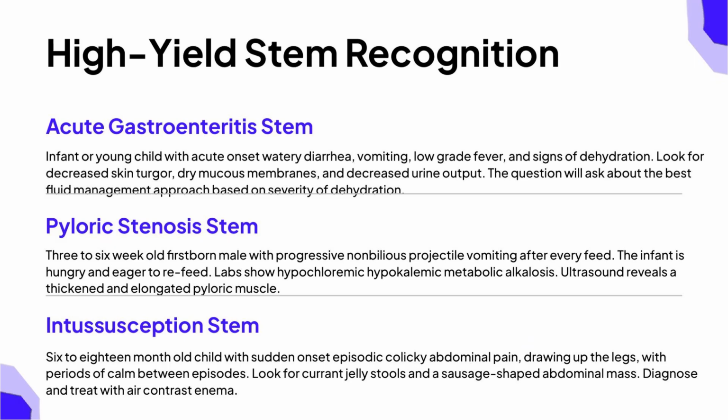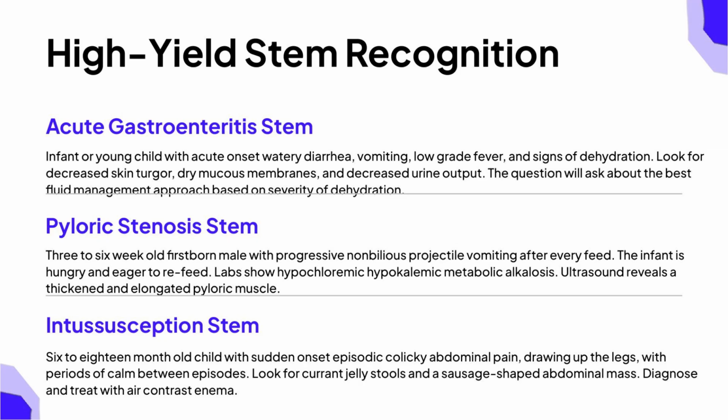Now let us go through the high-yield stem patterns you need to recognize instantly on exam day. The acute gastroenteritis stem will describe an infant or young child with acute watery diarrhea, vomiting, and a low-grade fever. The question will focus on signs of dehydration such as decreased skin turgor, dry mucous membranes, and decreased urine output. The key is to assess the severity of dehydration to determine the correct fluid management.